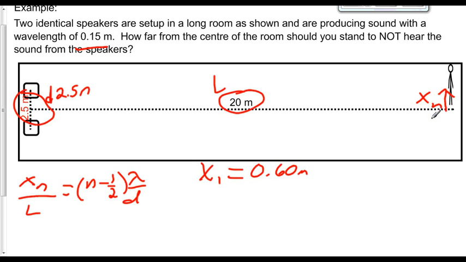So what that means is you need to stand 60 centimeters away from the center of the room, and you shouldn't be able to hear anything at all from these speakers. So that's 0.60 meters. If I continue on to x2, putting 2 in for n, I'm going to get 1.8 meters. So that's 1.8 meters away from the center line, and you keep going on. You should be getting more and more of these spots. This is how far away you have to stand in order to not hear the speakers. And if you're somewhere in between these, you should be able to hear it, and about halfway through, it should be about twice as loud as a single speaker would be.